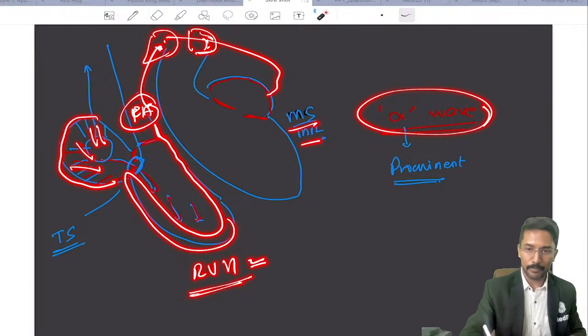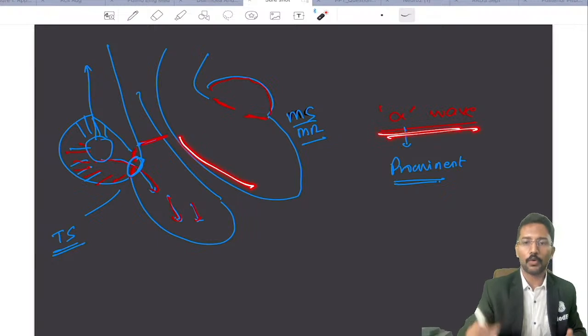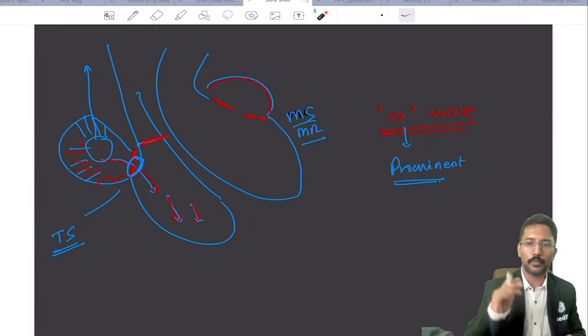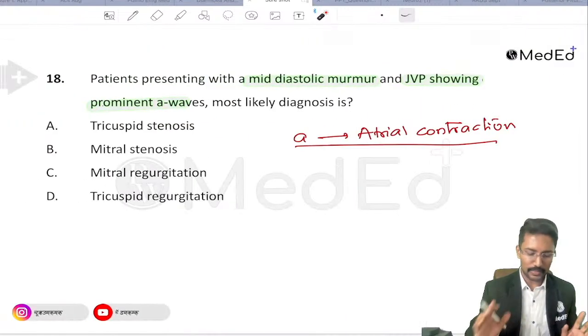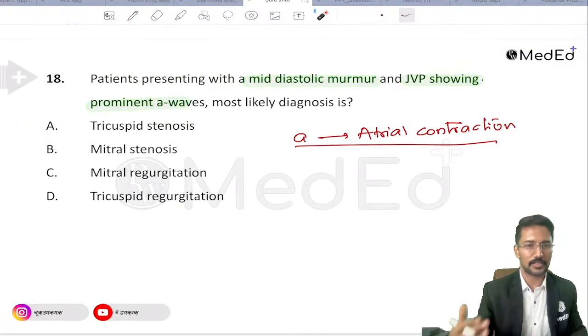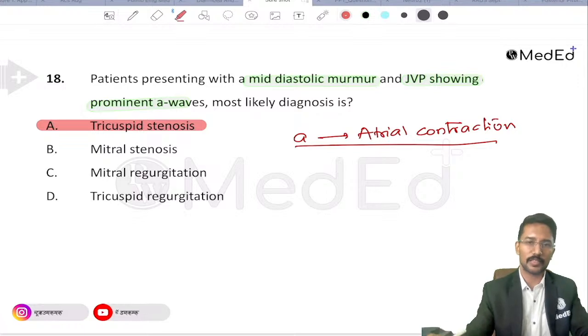So MS and MR, or any left heart pathology, can cause a prominent A wave only if it has led to the development of pulmonary hypertension and right ventricular hypertrophy. In this scenario, that is not happening. They have not mentioned anything suggestive of that. So I would not consider any other option but straight out tricuspid stenosis. Tricuspid stenosis is the explanation.